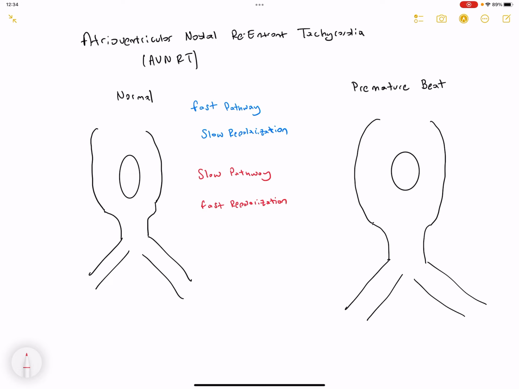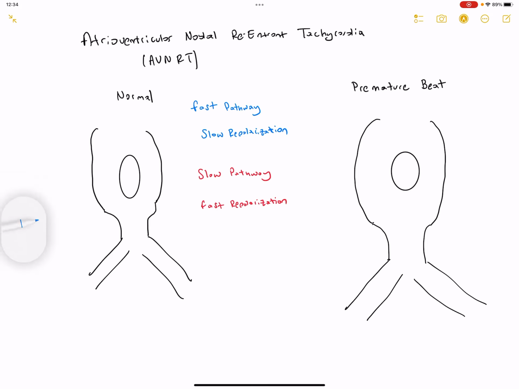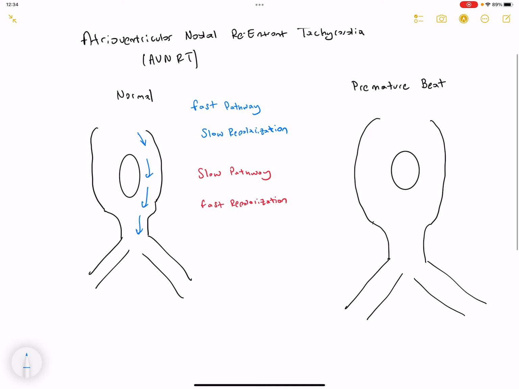Now when we get the signal from the SA node down to the AV node, usually the fast pathway is going to begin first. Right, so the fast pathway, I've drawn it in blue, is going to receive the signal and be stimulated, and then it's going to carry the signal down to the bundle of His, and it's going to travel through the bundle branches.